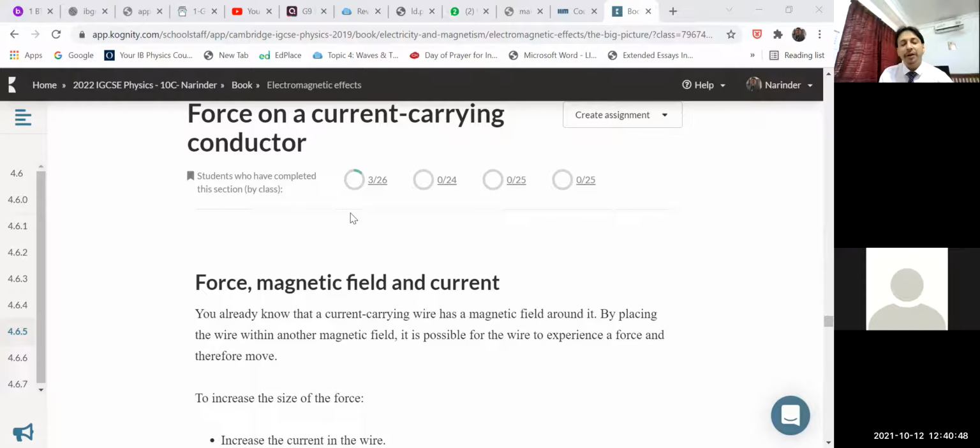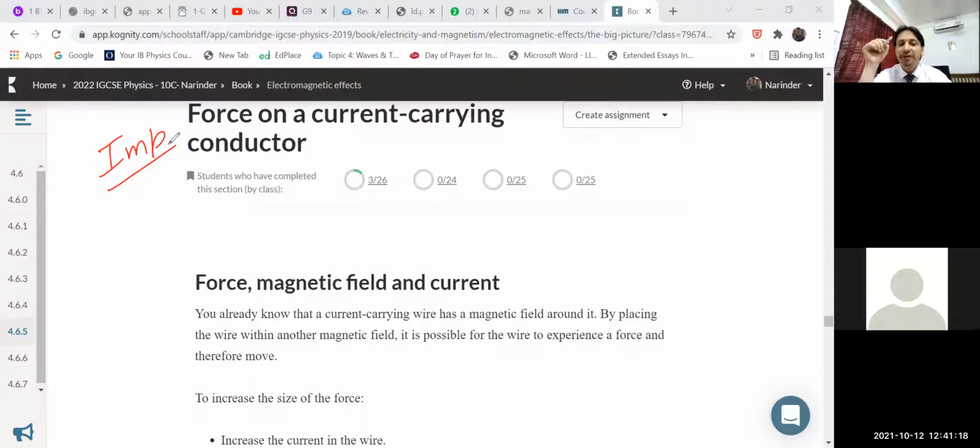Force on a current carrying conductor. This is, I will say, the very first important topic in this chapter of magnetism. Actually, each and every topic is very important, but every year we will find some question on this topic. Force on a current carrying conductor. It's a very interesting topic, children. Force on a current carrying conductor.